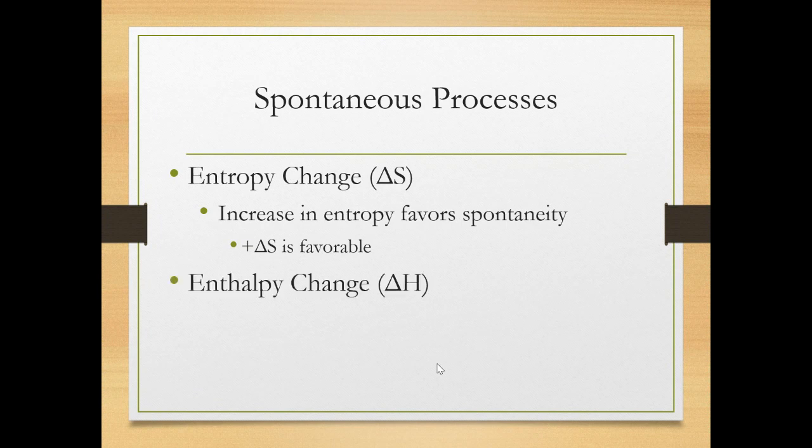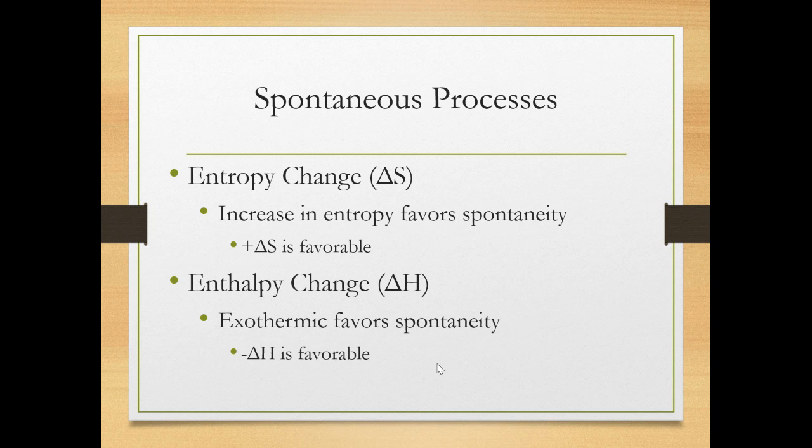The other thing that tells us whether a process is spontaneous is enthalpy, which we talked about in the last lesson. Enthalpy is the heat change in a reaction. And so typically reactions or processes that lose energy are spontaneous. So exothermic processes favor spontaneity. So negative delta H is favorable. So you see that if these two conditions are true, it would definitely be spontaneous. Positive delta S and a negative delta H, increased disorder, releasing energy, that would be a spontaneous process.